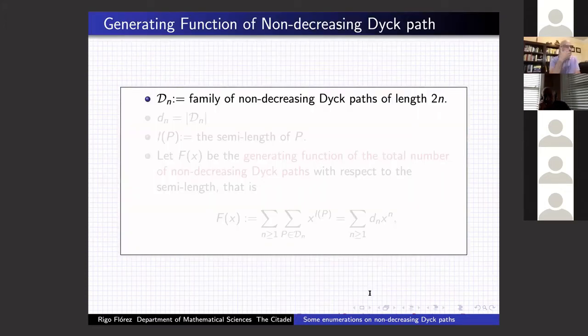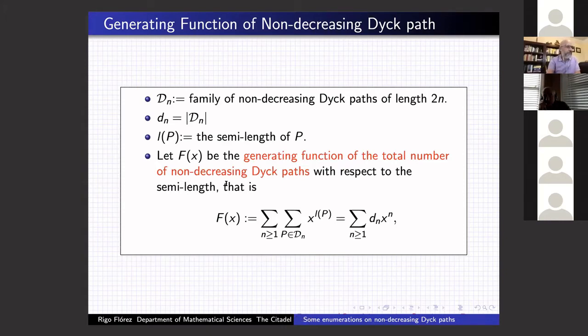Okay, now the second proof is using a generating function. And the same idea also works for many other topics that we study here. So for the generating function, we need some parameters. So first of all, let's say that the cardinality of Dn is this. And we are going to say Lp, like the semi-length of the path. And now we have the generating function.